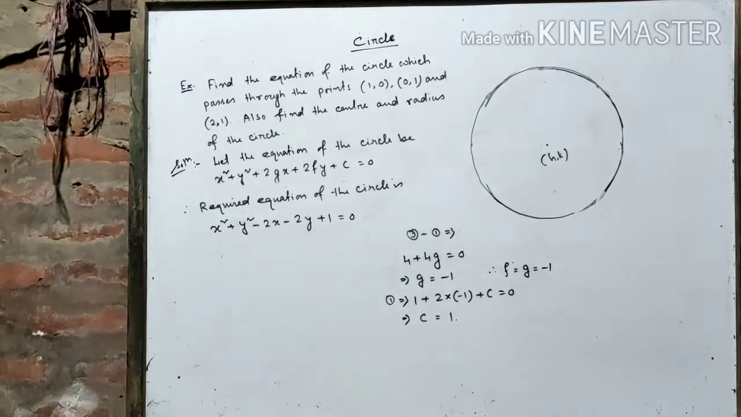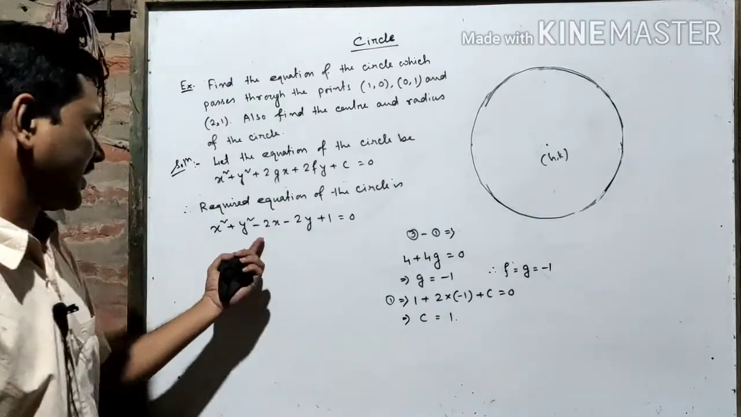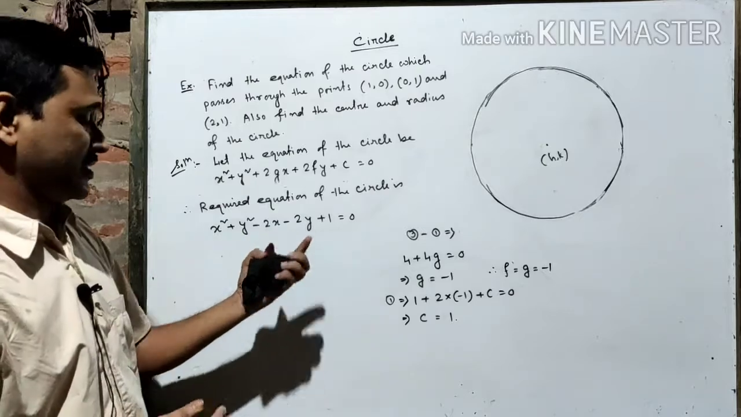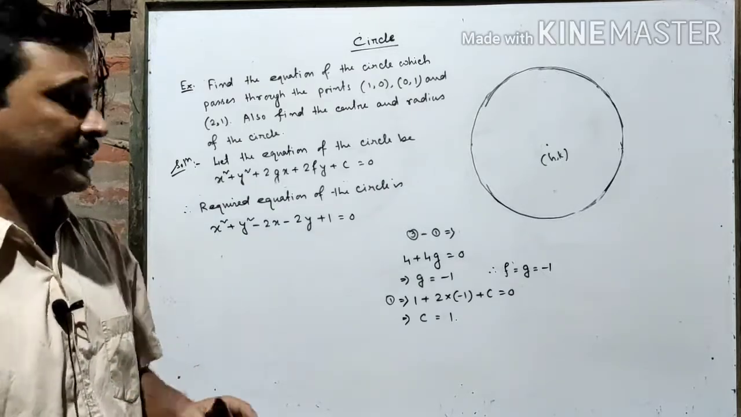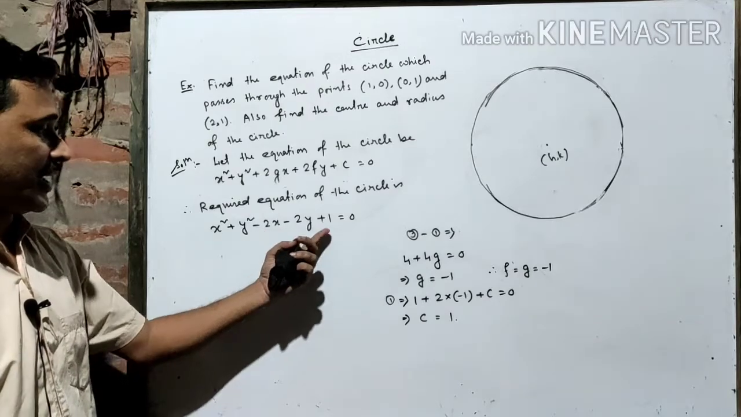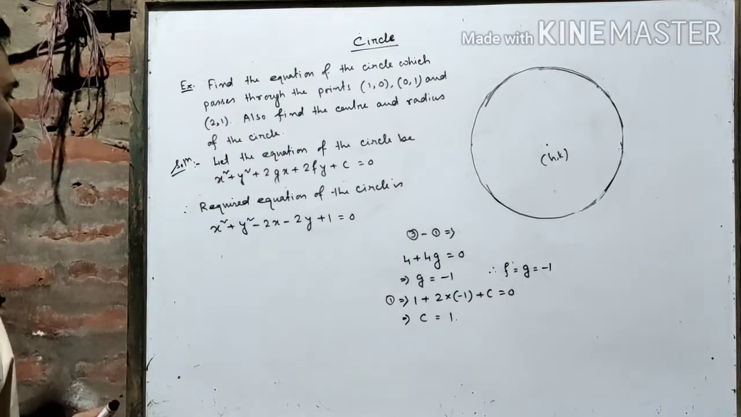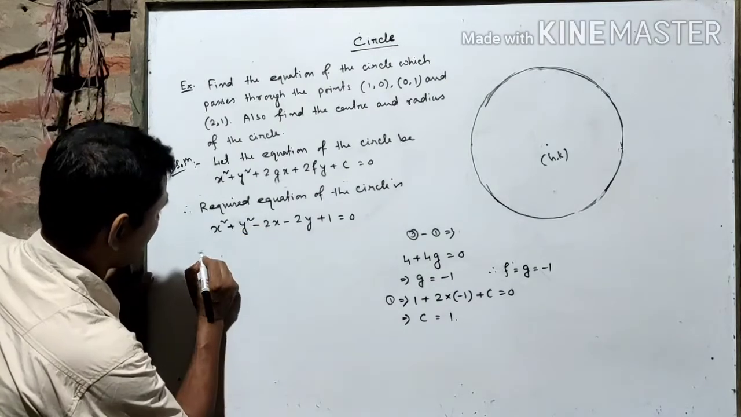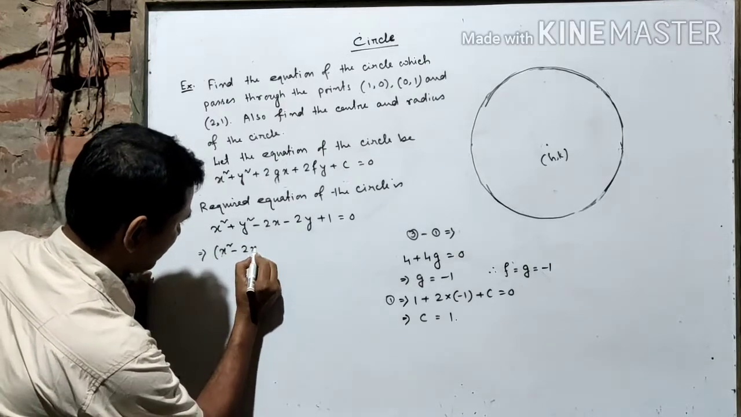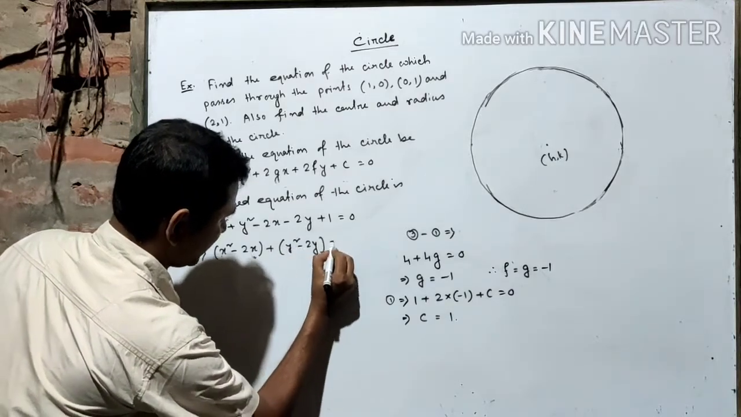Okay. Now to find the center and the radius, you can arrange it in standard form, or else use minus G, minus F. We know that the center of the equation of a circle in general form is minus G, minus F. So it will be 1, 1, and the radius is root over G square plus F square minus C. From this you can find, or else you can arrange it in standard form. So x square minus twice x plus y square minus twice y is equal to minus 1.